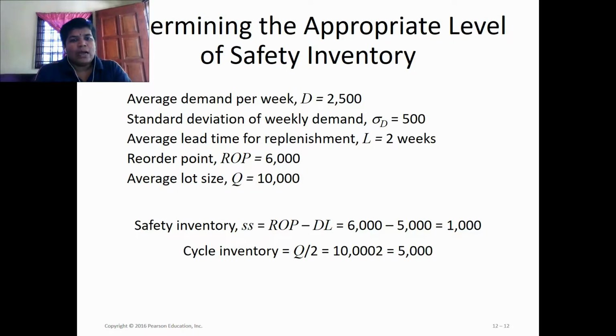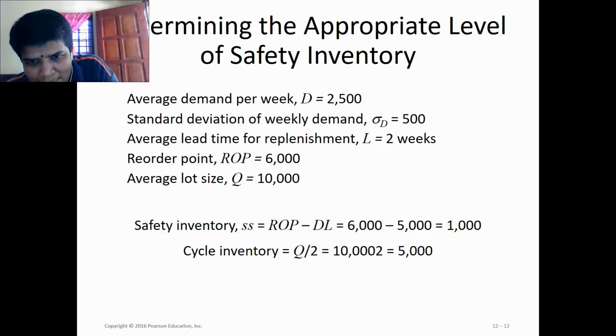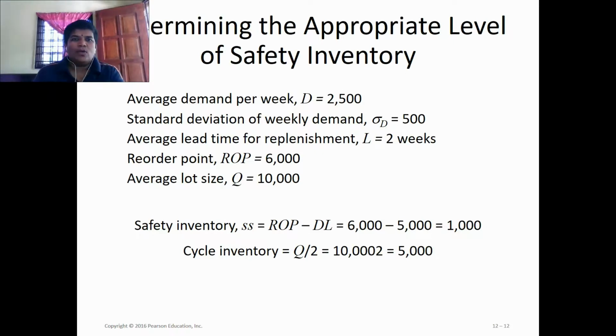Okay, so to calculate the cycle inventory, the given formula is Q divided by 2. So Q is the quantity demanded, 10,000, divided by 2. Sorry, the dividing part was missing. Divide by 2, then you will get 5,000 units. I hope you understand. So very simple mathematical calculation, and we can get our safety inventory as well as cycle inventory.